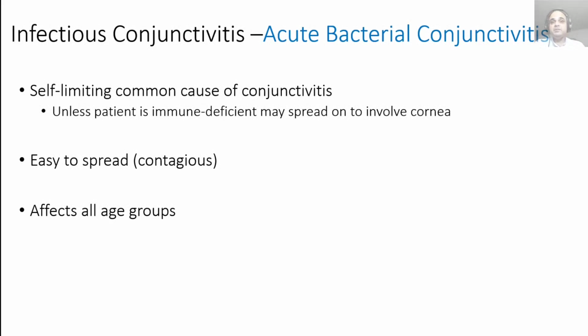Or if the organism is very, very virulent, like Neisseria, if you do not properly treat a Neisserial conjunctivitis, it tends to become a keratitis because it's a strong enough organism and it can invade the cornea from the conjunctiva. It's again very contagious and easy to spread. When you touch your eye, you touch someone else. So finger spreading is pretty common. And again, like with viral conjunctivitis, it can affect all age groups.